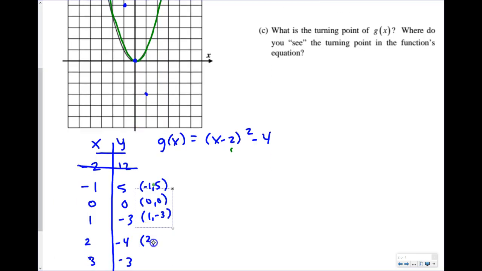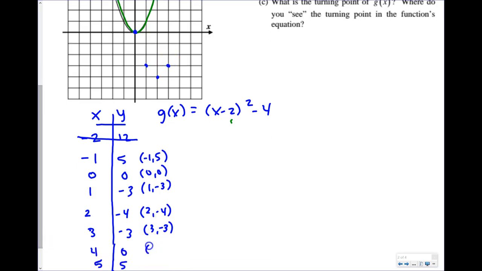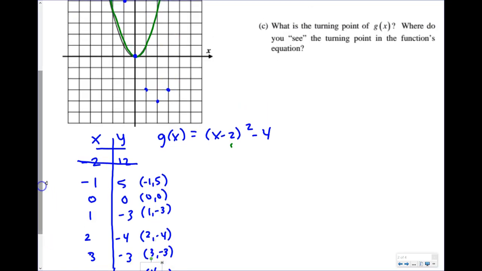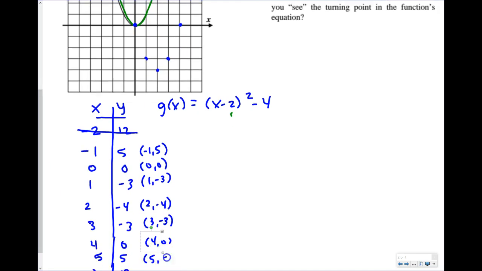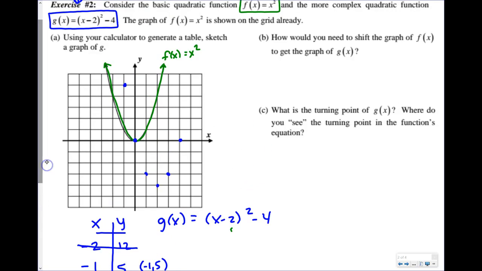I've got 2, negative 4. So 2, negative 4. And then I can see my y values are starting to repeat themselves. So this is going to be here. And then I have 4, 0, which is right here. And my last point that I can plot is this 5, 5. So that goes right here. And I can see I have made my points that form my quadratic, and they look like this.